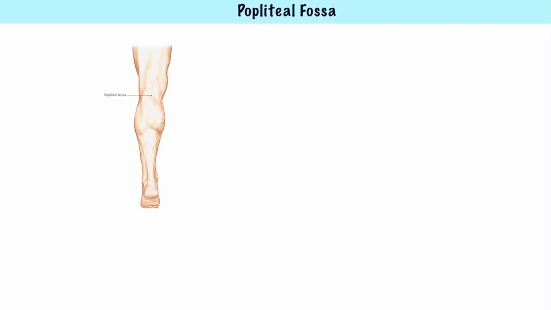In this video, we are going to talk about popliteal fossa. Popliteal fossa is a diamond-shaped depression lying behind the knee joint. So this is the popliteal fossa. It is a diamond-shaped depression lying behind the knee joint. It consists of lower part of femur and upper part of tibia.